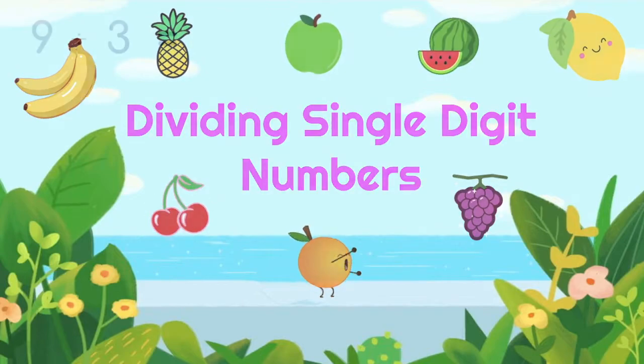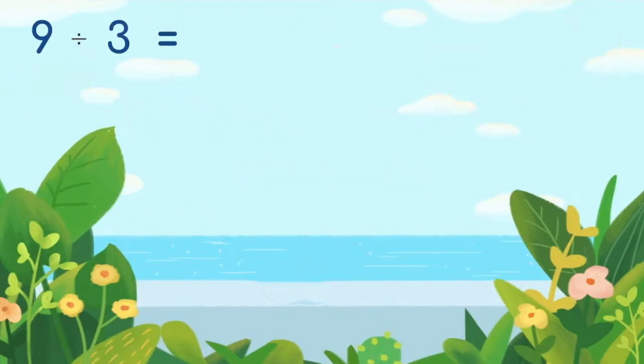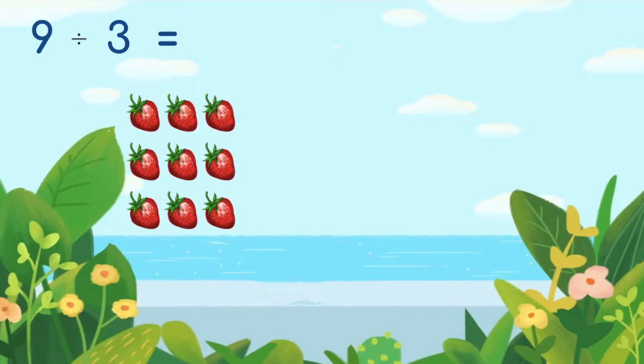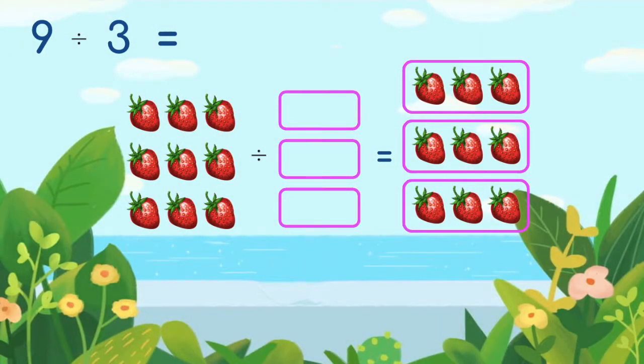That's a good idea! For our first example, let's solve 9 divided by 3. Let's say we have 9 strawberries, and we need to group them by 3. Let's count on. 1, 2, 3. So, 9 divided by 3 is equal to 3.